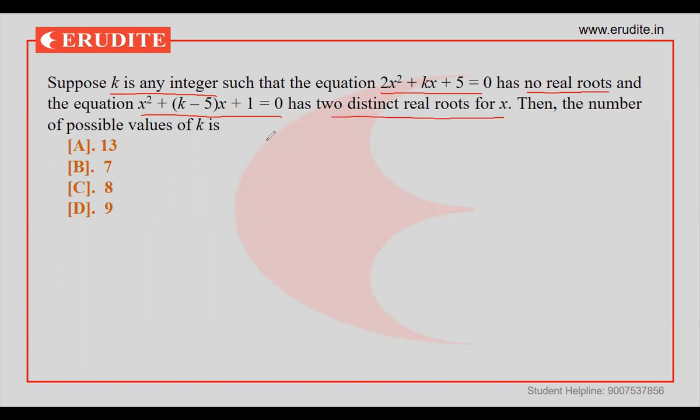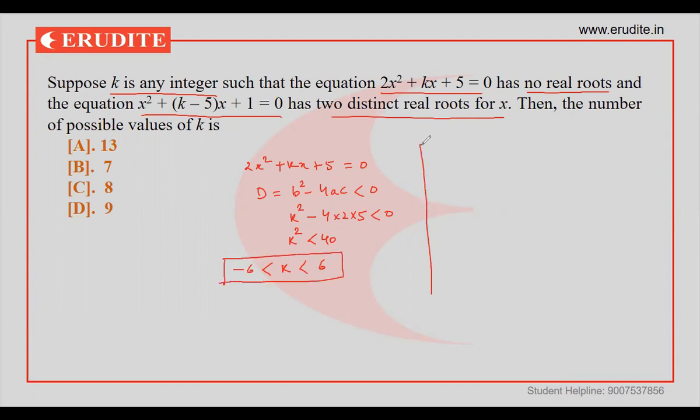So guys, we know that if a quadratic equation has no real root, that means the discriminant should be less than 0. So for the given equation 2x square plus kx plus 5 equal to 0, the discriminant, b square minus 4ac, should be less than 0. So here b is k, so b square is k square, 4 into a is 2, c is 5. So k square is less than 40 is coming. So k value should be greater than minus 6 and less than 6. This is the first thing you are getting, right?